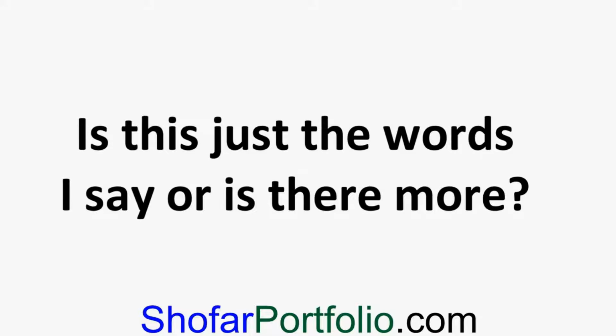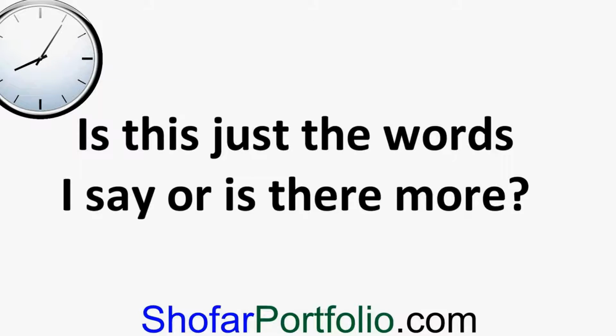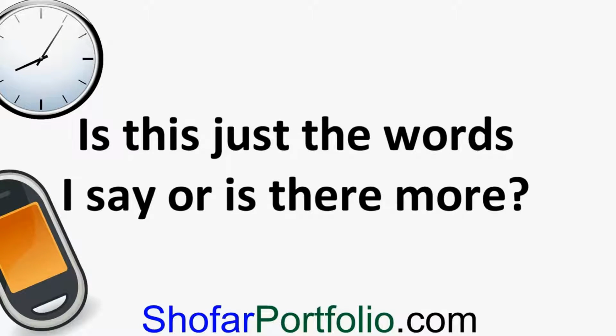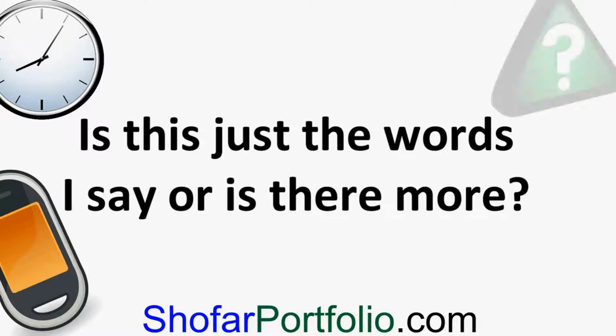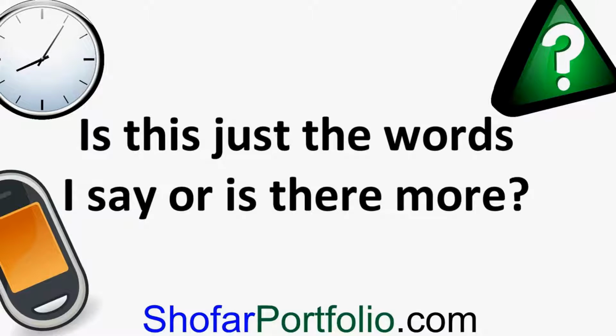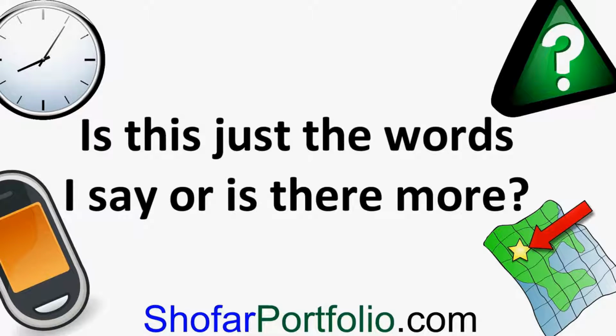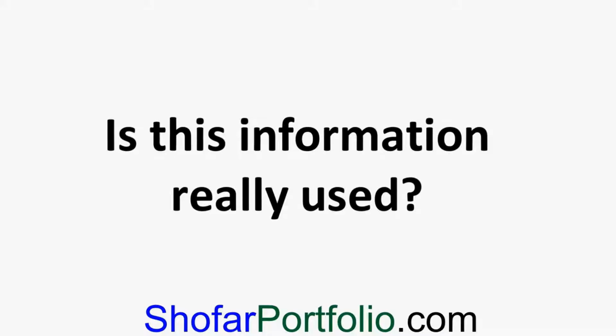Is it just the words I say, or is there more? There is far more. The time and place you do things is kept in logs. Your cell phone on your person allows a detailed record of where you are and who you're with. Your questions sent to search engines tell what you're interested in, legal, moral, or otherwise. Using mapping services tells where you are interested in. Is this information really used?